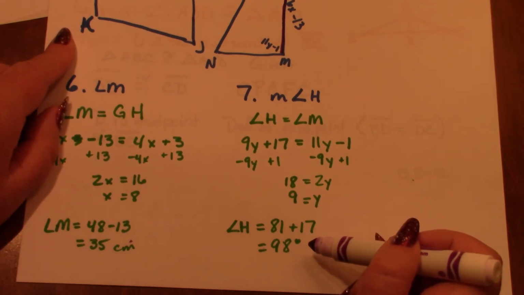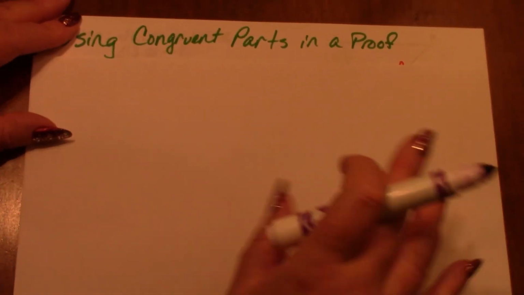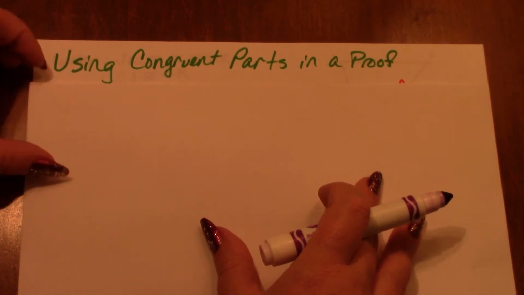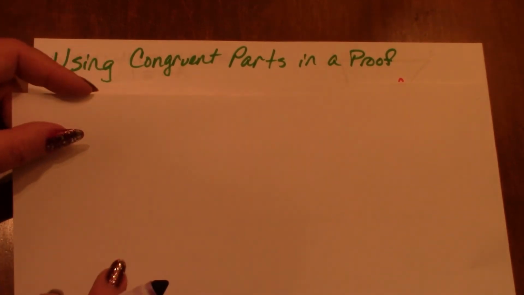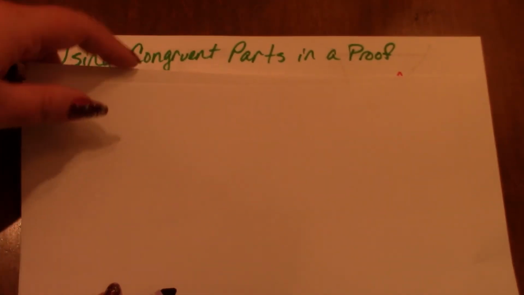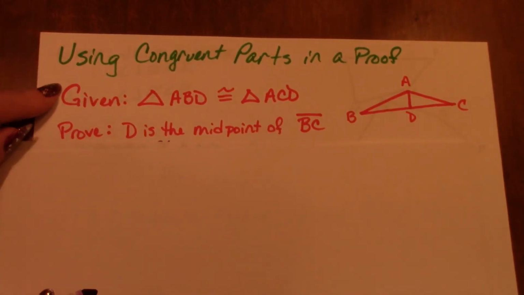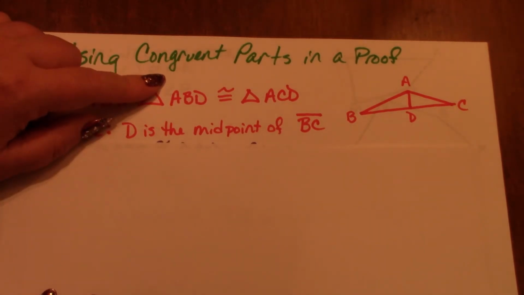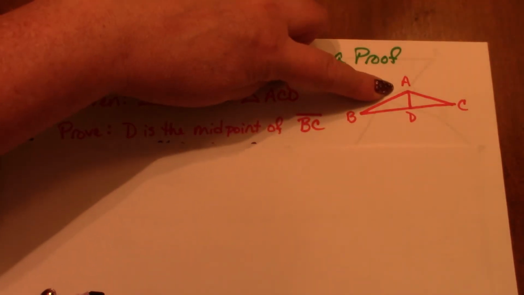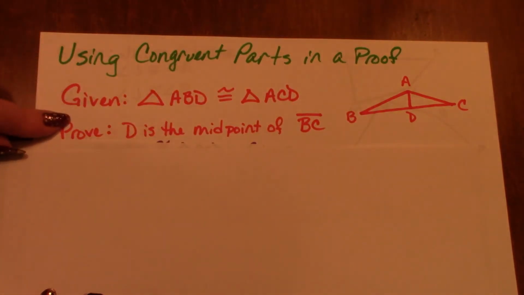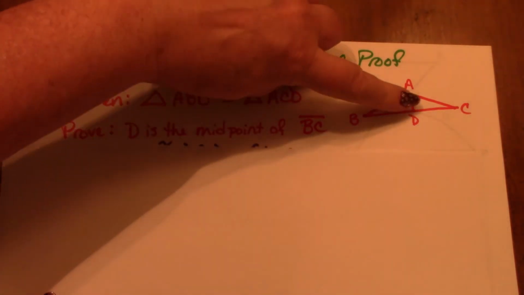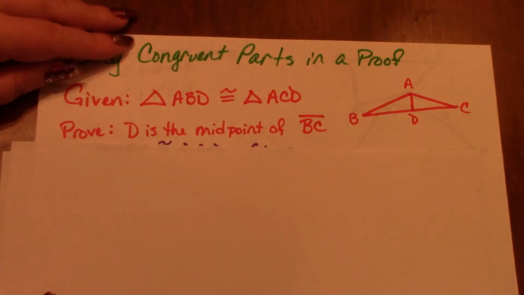Please let me know if you have any questions. When we use congruent parts in a proof, we need to be able to take things step by step. This is what a proof looks like when you start. You are given some information and a shape. Triangle ABC is congruent to triangle ACD. And you are supposed to prove that D is the midpoint of line BC.